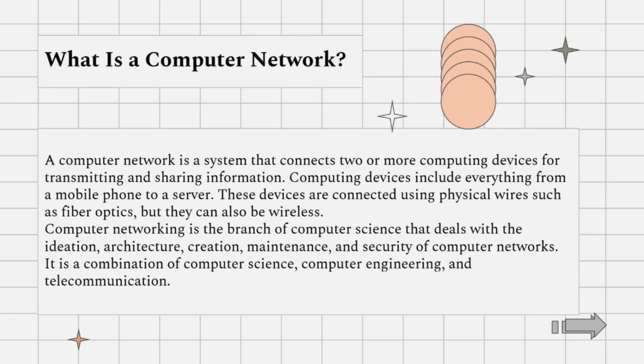What is a computer network? A computer network is a system that connects two or more computing devices for transmitting and sharing information. Computing devices include everything from a mobile phone to a server. These devices are connected using physical wires such as fiber optics, but they can also be wireless. Computer networking is the branch of computer science that deals with the ideation, architecture, creation, maintenance, and security of computer networks. It is a combination of computer science, computer engineering, and telecommunication.